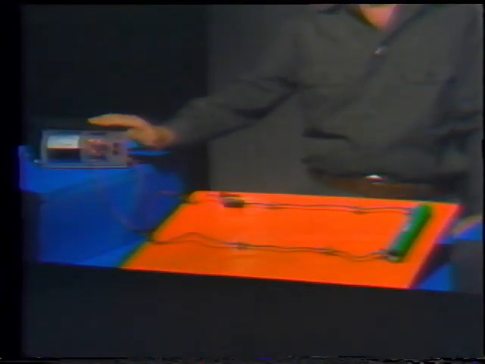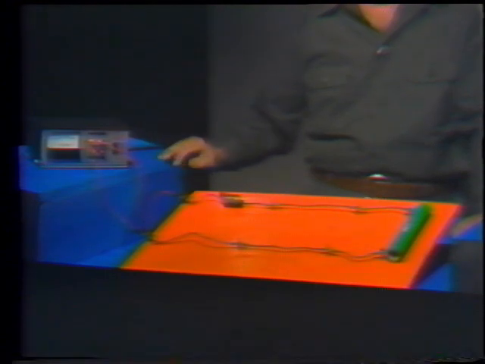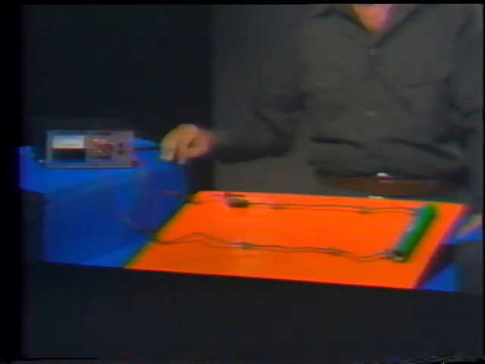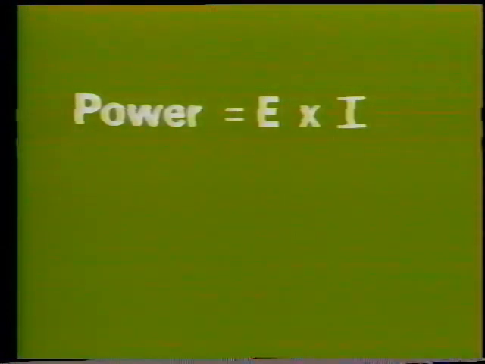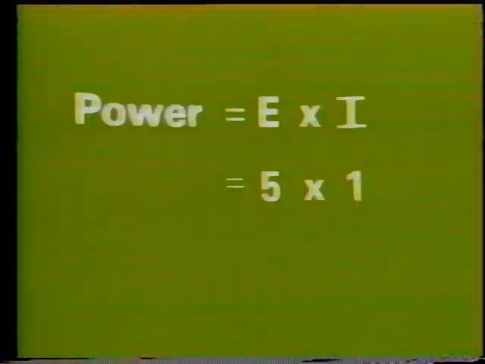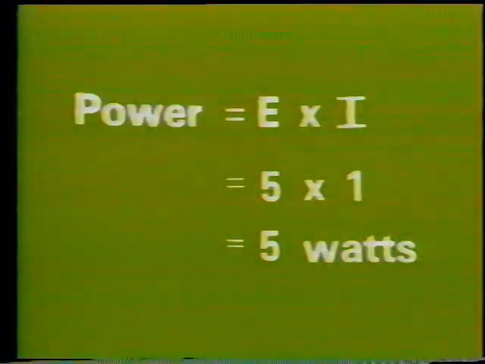The source voltage here is 5 volts, and the ammeter shows us that the current through the circuit is 1 amp. We don't really need to be concerned about the resistor in this circuit because it isn't a direct part of the power formula. Of course, you know that resistors affect the current in the circuit, but we're getting our current reading directly from the meter. We don't have to calculate it this time. Okay, to find out how much power we have, we multiply the voltage, 5 volts, by the current, 1 amp, and we get 5 units of power. They are called watts. Power is measured in watts.